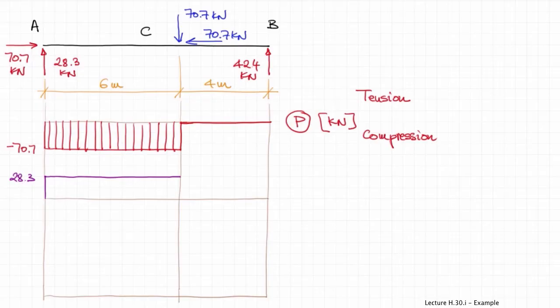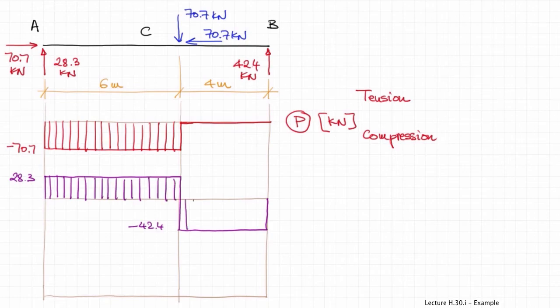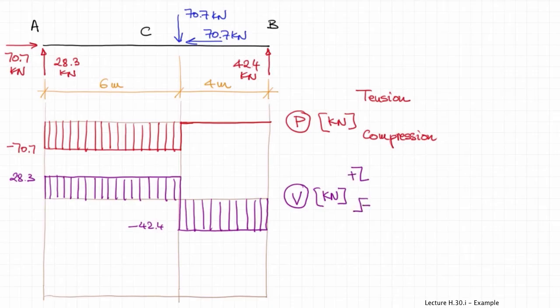The shear force diagram, jumping up by 28.3 kilonewtons at A, constant from A to C, jumping down by 70.7 kilonewtons at C to a negative 42.4 kilonewtons, and then being constant to point B, and then jumping up by 42.4 kilonewtons at B and ending up at 0. So that's the shear force diagram. Don't forget about the units and also those symbols indicating positive shear and negative shear.